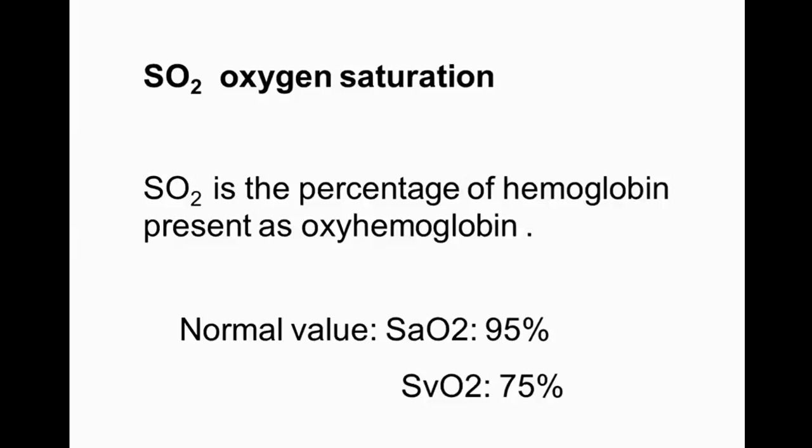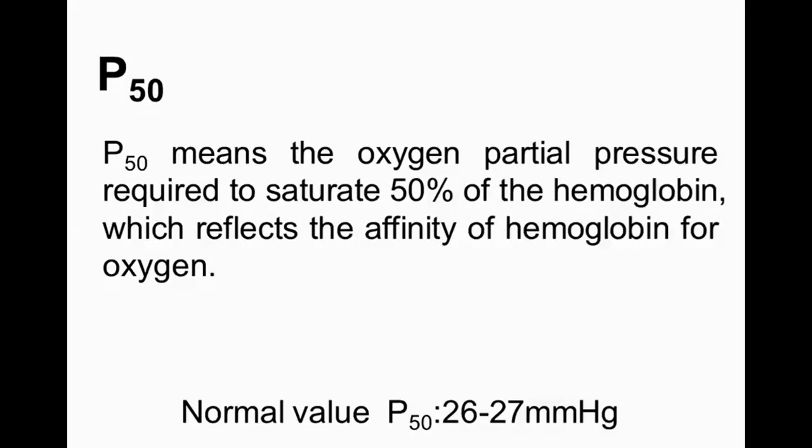Increased with decreased delivery, extraction, and decreased with cytotoxic hypoxia. P50, as we said, means the oxygen partial pressure required to saturate how much? 50% of the hemoglobin, which reflects the affinity of hemoglobin for oxygen, and from a practical point of view, it's objective evidence for us to know shifting to the right or shifting to the left.